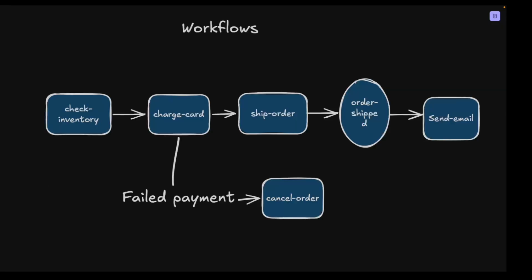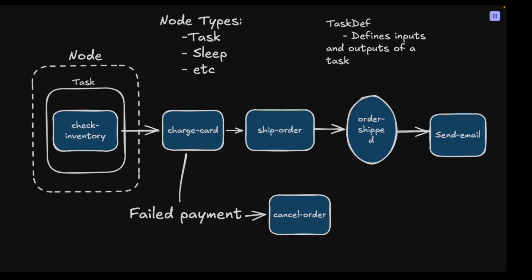To help us understand these core components, we have a diagram here of a workflow. In LittleHorse, we use the term node to represent steps within your workflow. LittleHorse provides a handful of node types to help you build your workflows, but the most fundamental node type is the task. The task node represents any work that will be executed by a computer. The TaskDef, or the task definition, defines the inputs and the outputs of a task.